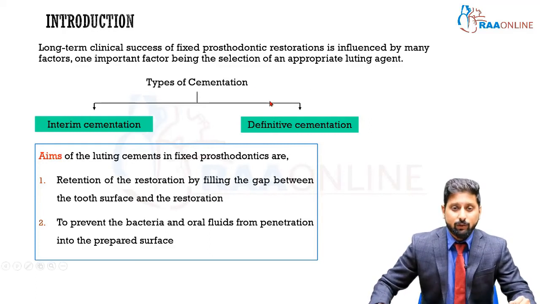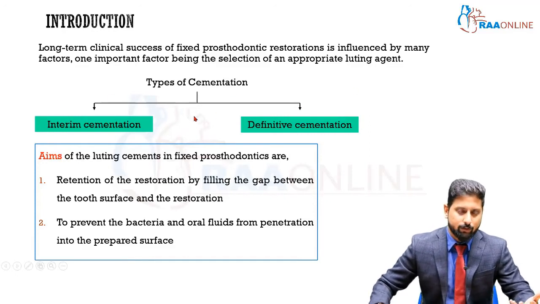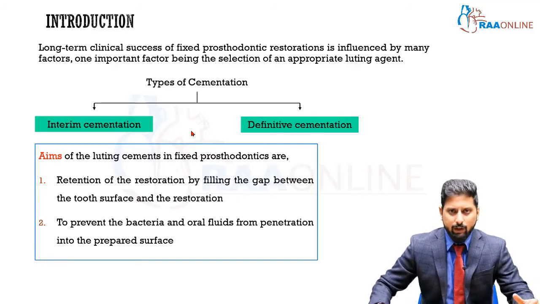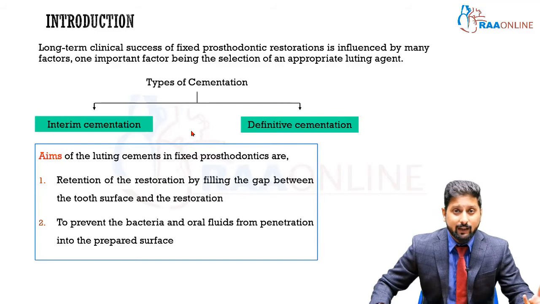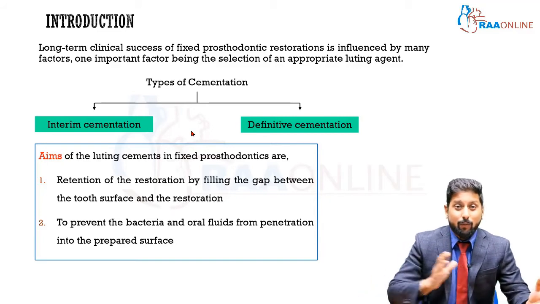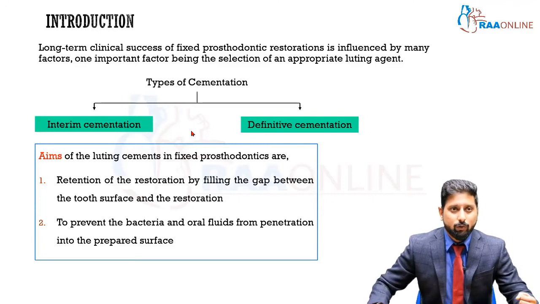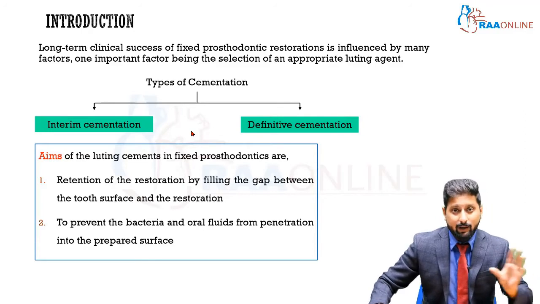Okay, so basically if you take types of cementation, you have interim cementation, you have definitive cementation. So sometimes we prefer to cement the prostheses for a temporary period of time, where we want to check if the occlusion is correct, or we want to check if the patient has any musculoskeletal pain or any temporomandibular joint pain, commonly seen for full mouth rehabilitation cases, where we want to cement a temporary prosthesis for a long period, not definitively.